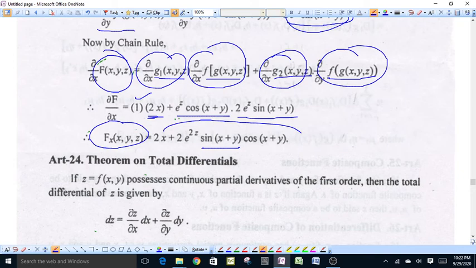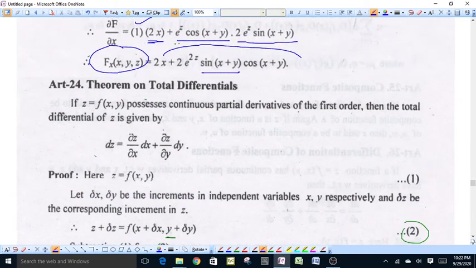we discussed the theorem on total differential. If z is equal to f(x, y) possesses continuous partial derivatives of first order, then the total differential of z is given by dz is equal to the partial derivative of z with respect to x times dx plus ∂z/∂y dy.